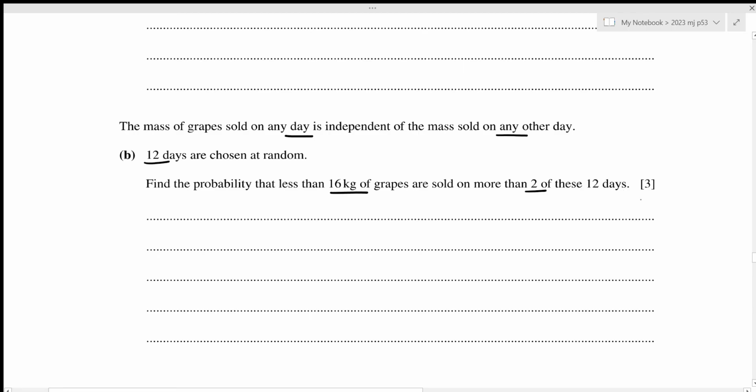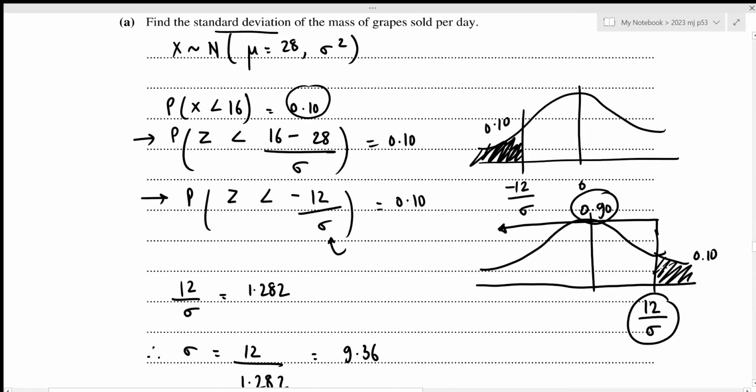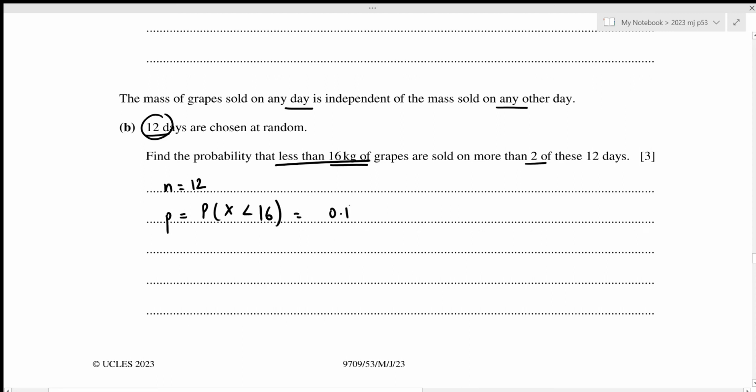Okay, so this now transforms into our binomial distribution because we are looking at 12 days. So that will be our n. The probability that we're looking for in this case is less than 16 kg, and this was given above to be 0.10. So this can be modeled by variable y, and this is a binomial distribution. We have n equals 12, p equals 0.10. All right, and now the probability that we're looking for is more than 2 days. So that's probability of y more than 2, right?